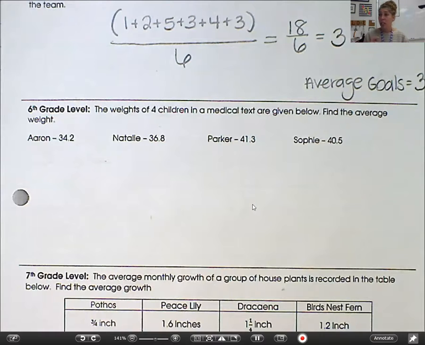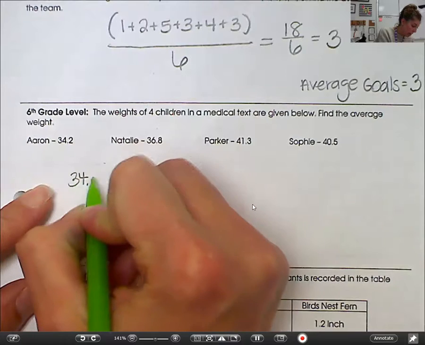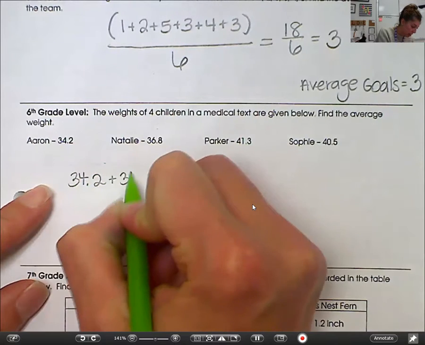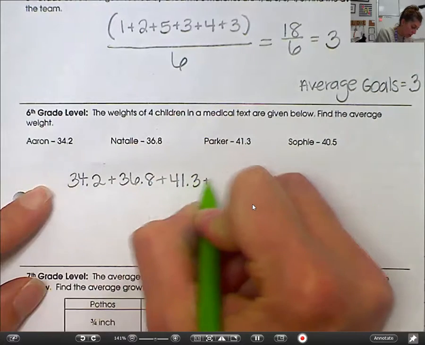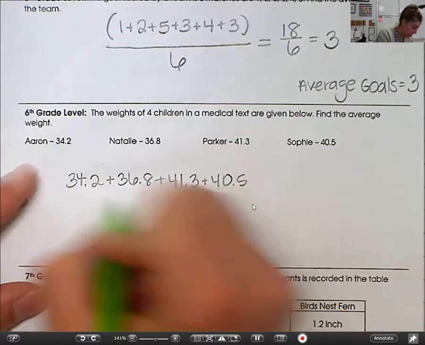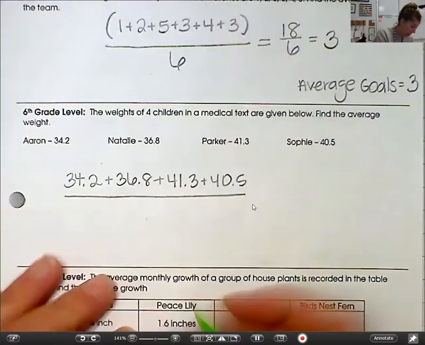So again, we're going to do the same thing. We're going to add their values together and divide by how many there are. I'm definitely going to use my calculator as a resource here. Divide by the 1, 2, 3, 4 kids that are there.